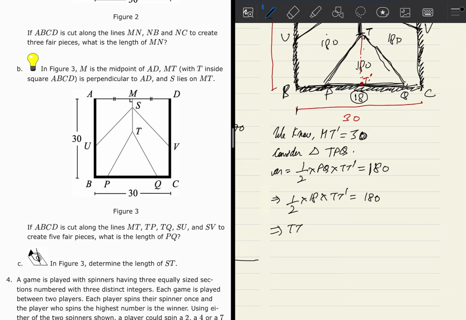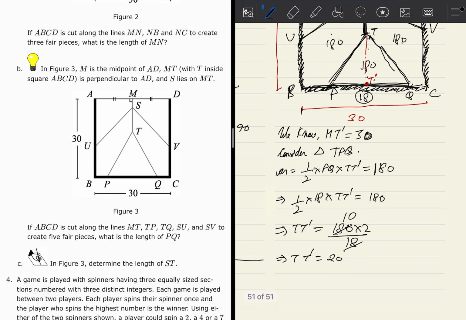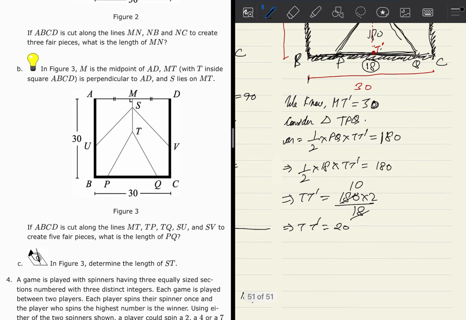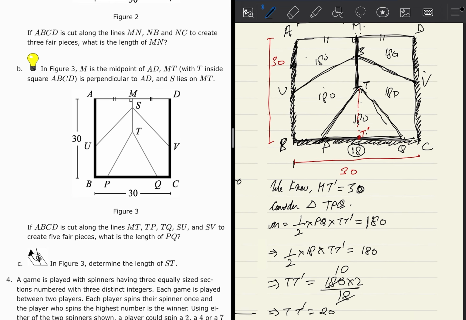Now we solve for T dash. So 180 into 2 divided by 18. This comes as 10. 10 into 2, 20. This implies T dash equals 20. So that was very straightforward.